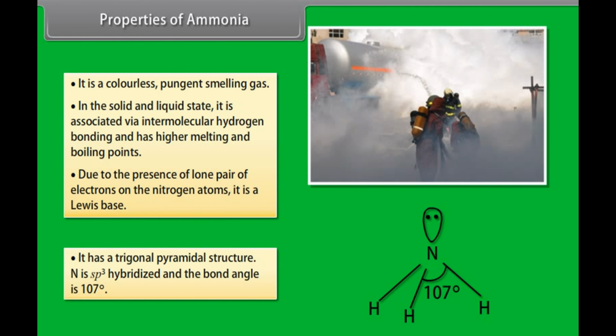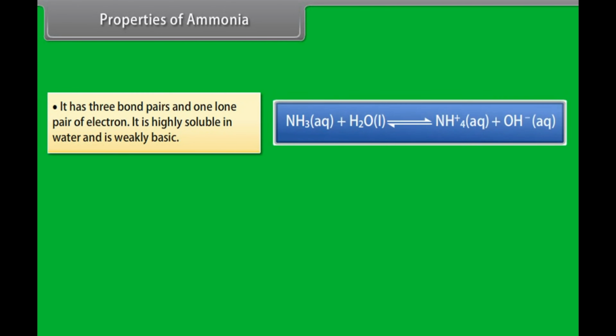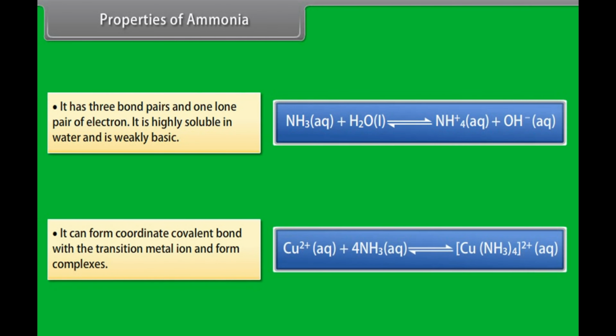It has a trigonal pyramidal structure. N is sp3 hybridized and the bond angle is 107 degrees. It has 3 bond pairs and 1 lone pair of electrons. It is highly soluble in water and is weakly basic. It can form coordinate covalent bonds with a transition metal ion and form complexes.